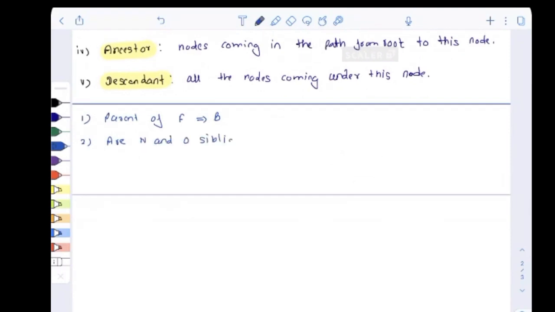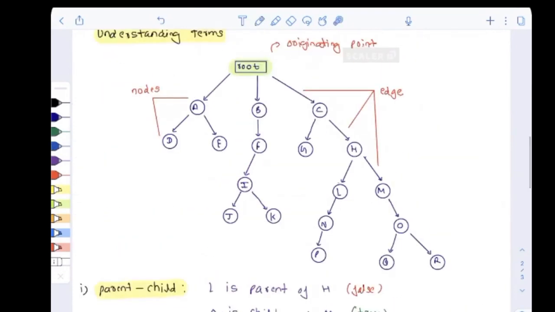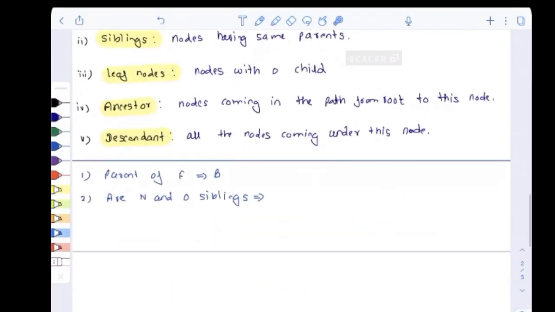Okay. Are N and O siblings, yes or no? So I will show you and then you tell me. Are N and O siblings, yes or no? No, guys. Siblings are not just the nodes coming at the same level. They should have the same parent. N's parent is L and O's parent is M. So they are not siblings, right? So the answer to this question is going to be false. N and O are not siblings, right?